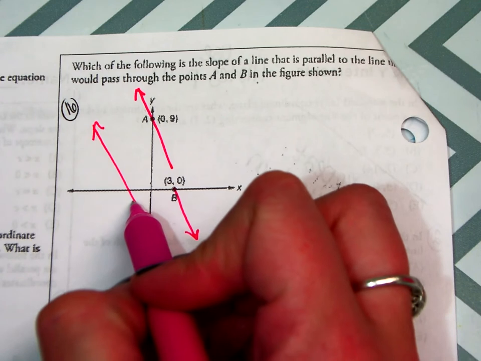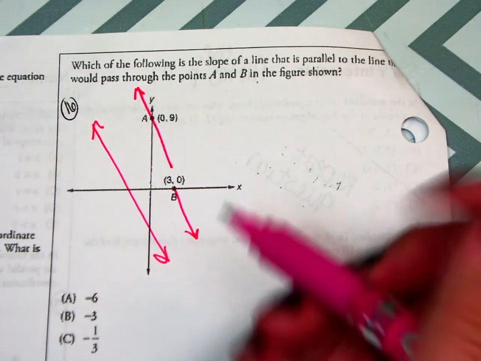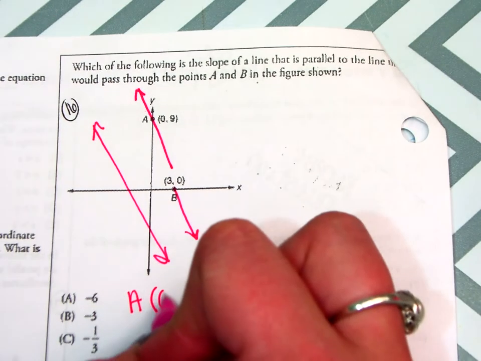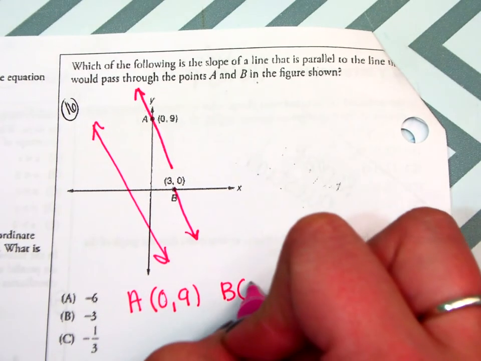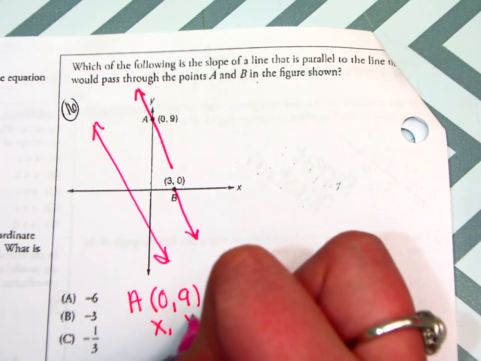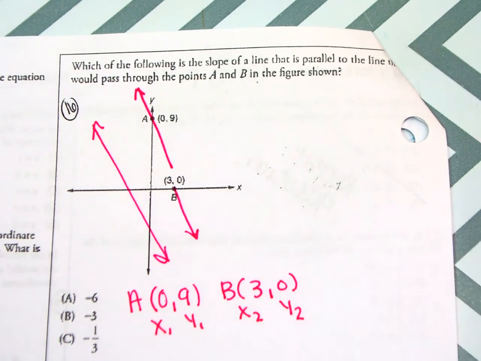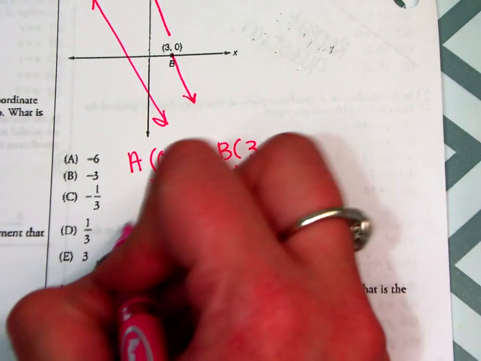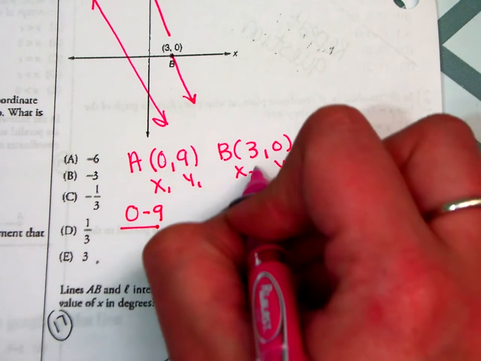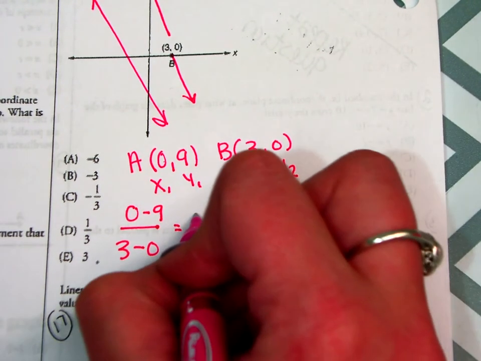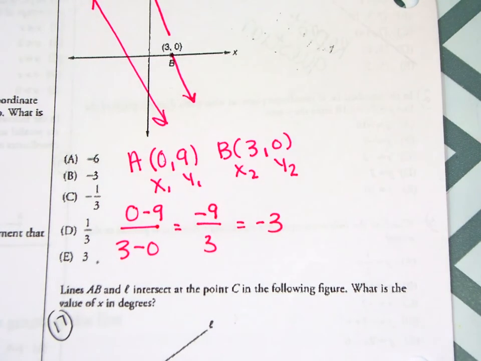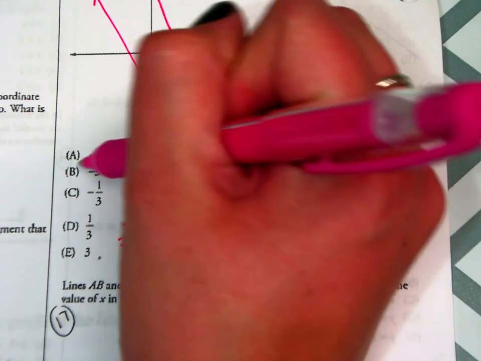To find the slope of the parallel line, you find the slope of the original line. So I'll write it right here. Point A is 0, 9. Point B is 3, 0. So x1, y1, x2, y2. So now I'm just going to do slope. y2 minus y1, 0 minus 9 over 3 minus 0. Negative 9 over 3 reduces to negative 3. And if we're trying to find a slope that is parallel, that means that the slope is not going to change. So I'm going to leave that at B.